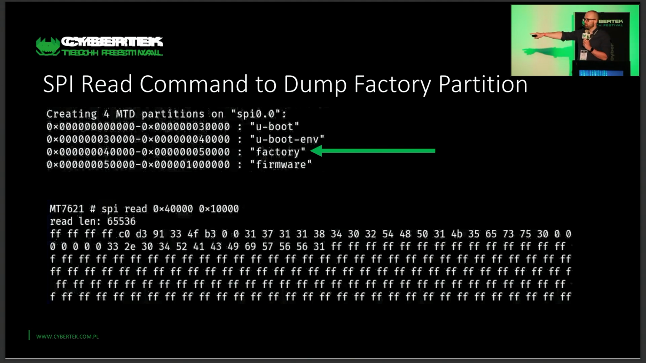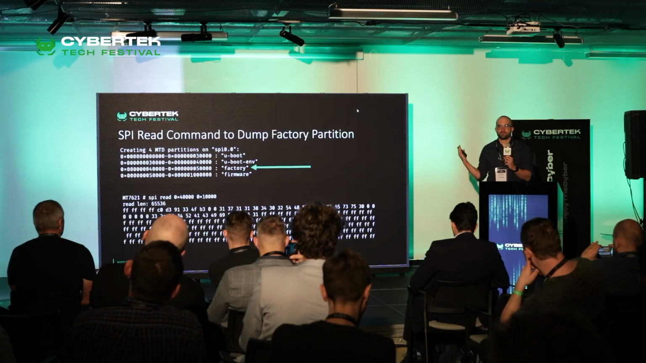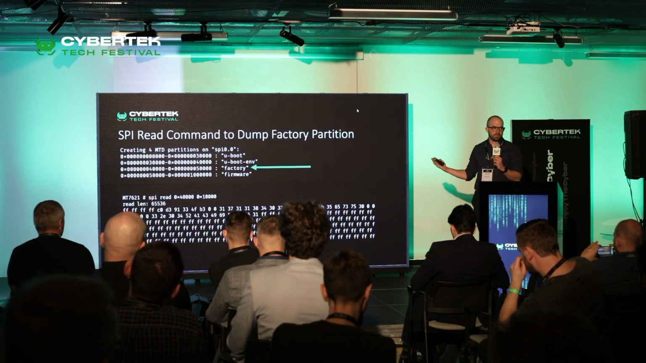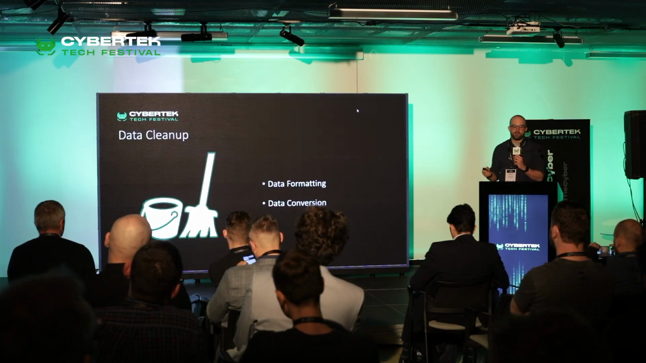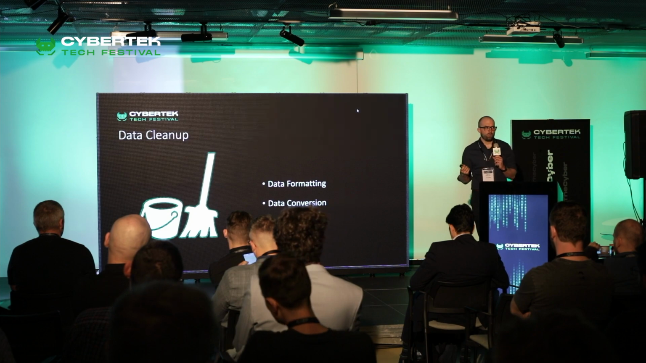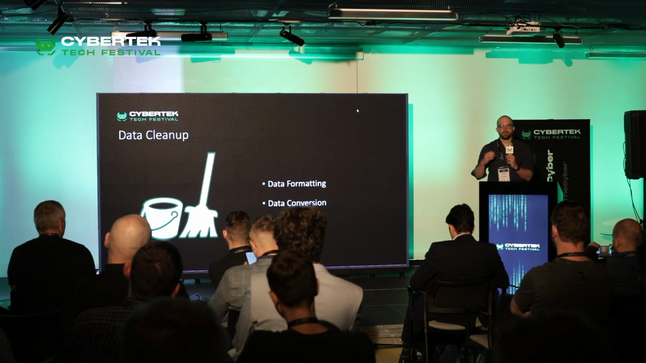So all we need to do now is to issue the SPI read command, specify the start address where the factory partition starts, and enter the length of the factory partition, and we get a readout of the data in there represented in hexadecimal notation. Great, now we have our dump of the factory partition. Let's move on to data cleanup next, where we will format the data and convert the data.